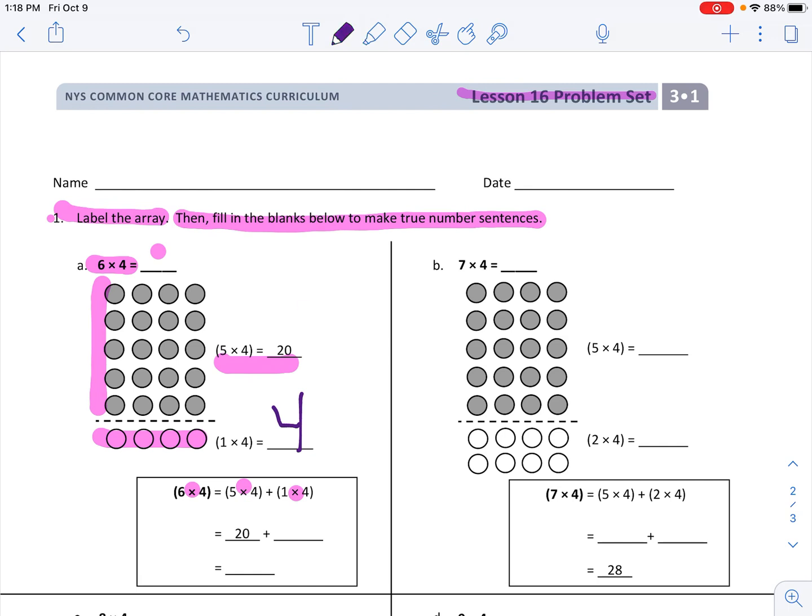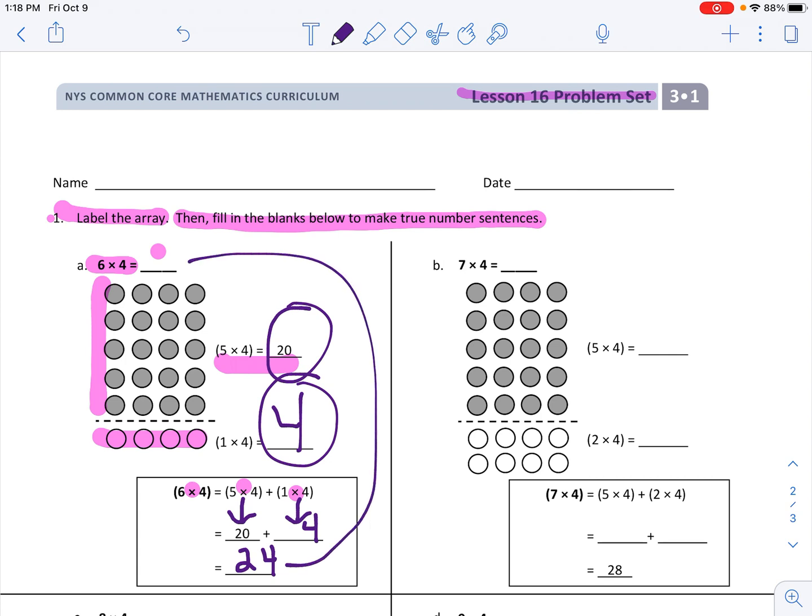And then I am taking the 20 from the top, so it's right here, 5 times 4 equals 20. And then 1 times 4 equals 4. So if I'm adding 20 plus 4, my answer is 24. And then I'm scooching that number way up at the top so I can remember to go and put that answer up there.